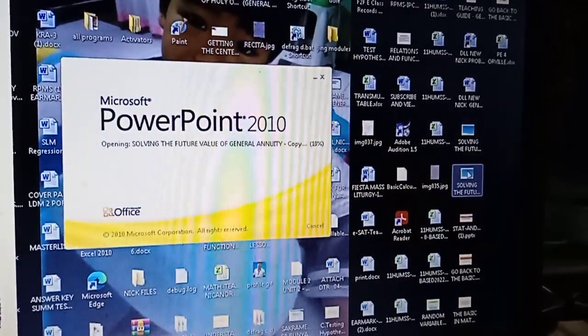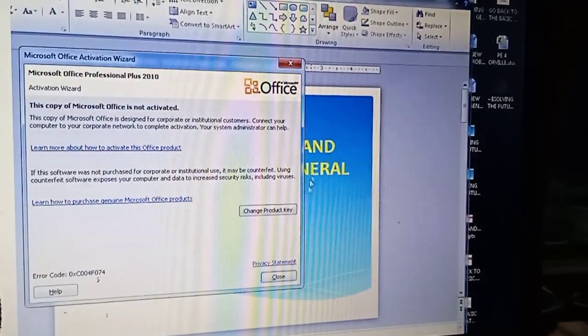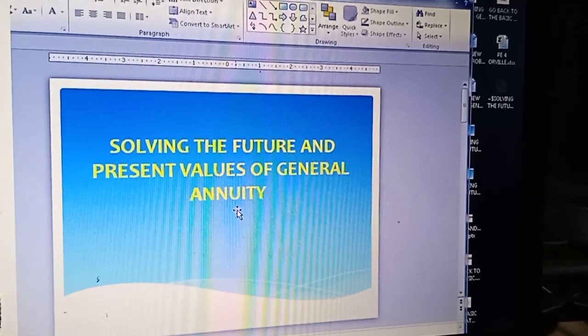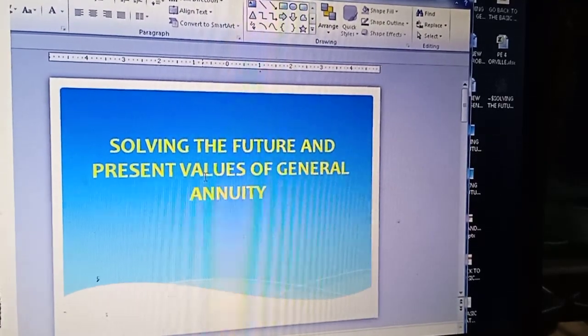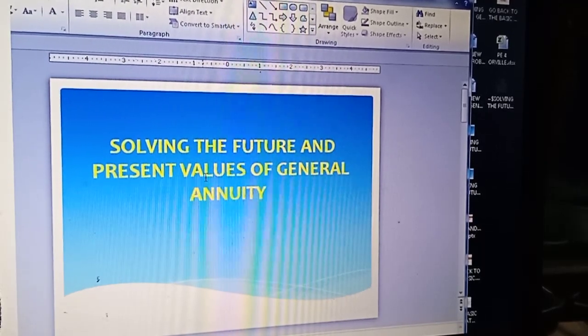Next, we'll solve also the present and future values of the general annuity. The difference between the simple annuity and general annuity is that in simple annuity, the compounding period is the same as the payment interval.